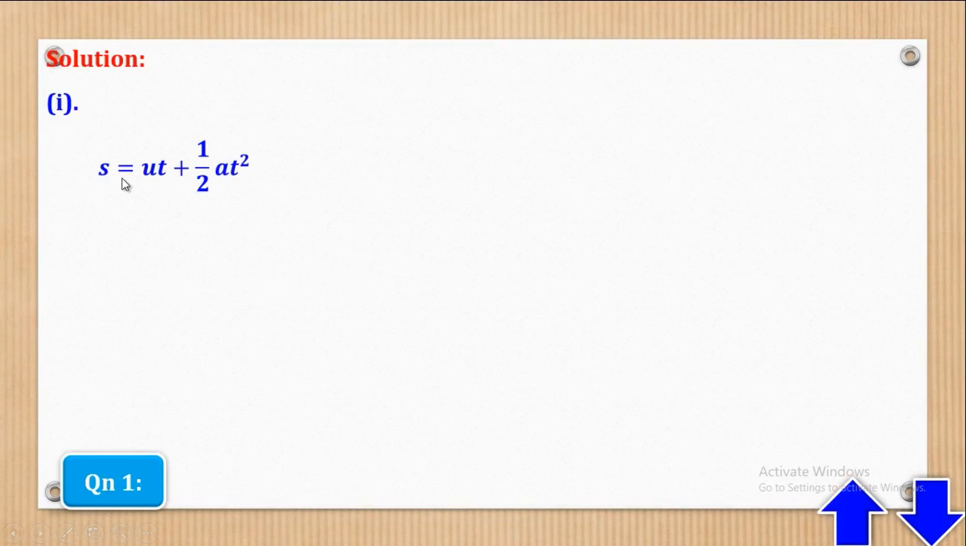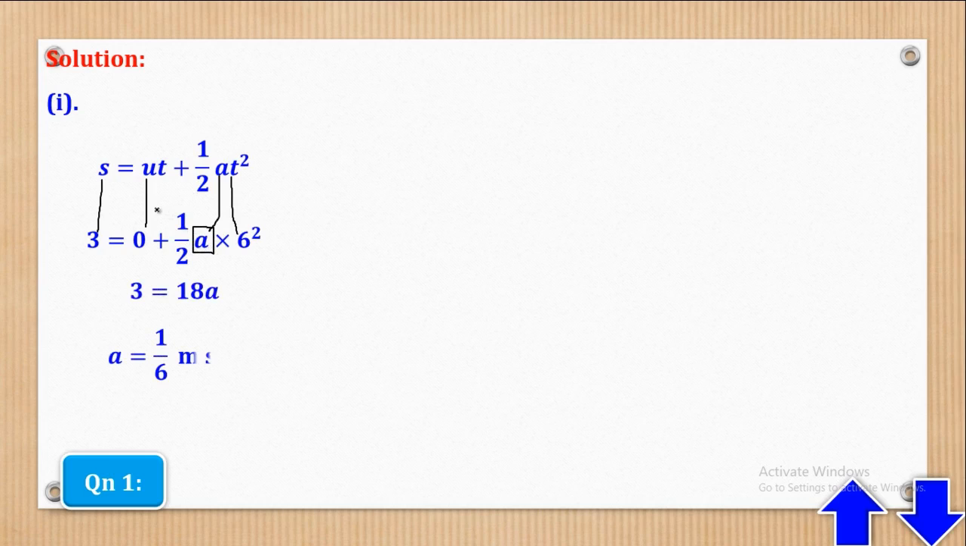You start with part 1 from the second equation of motion. S we know is 3 and U is 0 because it started from rest. A is unknown, but T is known as 6 seconds. So when you substitute, we have only A, which is an unknown. Therefore, we can simplify and make A the subject, which will be 1/6 meters per second squared. Now that I've got acceleration, we can draw our diagram.